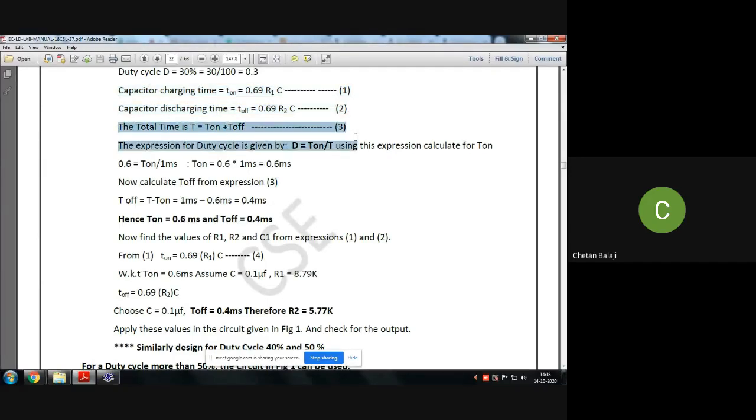We know that total time t equals t on plus t off. I already told you, t on means the value when the waveform is 1, that is called t on. T off means when the waveform is 0, that value is called t off. When you add t on plus t off, that gives your t. Total time period t equals t on plus t off. Okay, that is the first thing you need to understand.